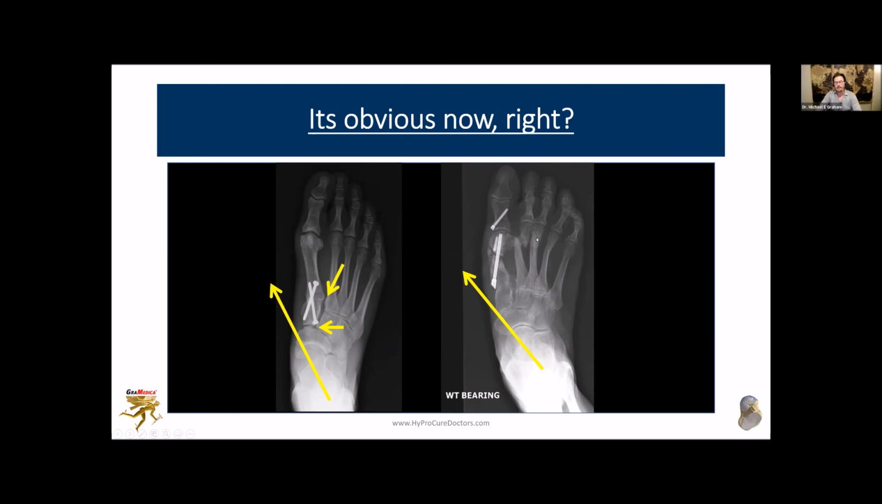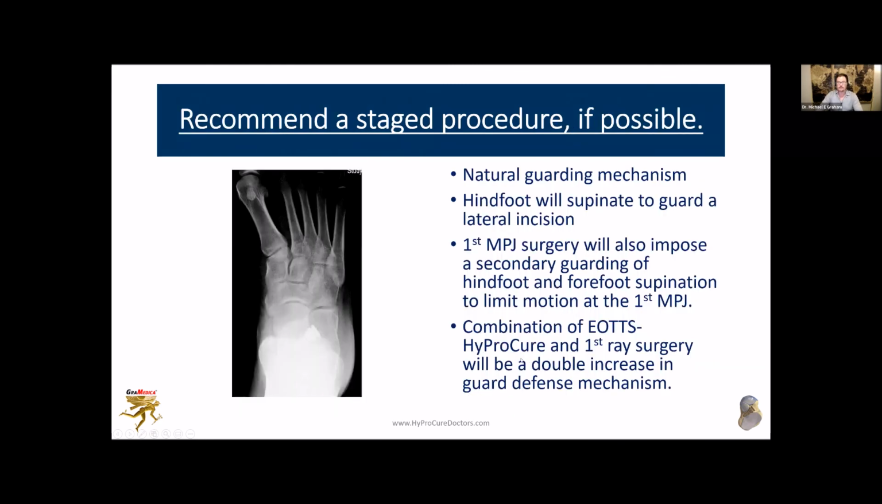Or we wonder why patients develop, and again, this is not a very common finding, but this is something that happens, why did they fracture their bones and have this horrible reaction over here? Well, that's because nobody addressed the underlying etiology. So we don't want that to happen. So we recommend this as a staged procedure. When somebody comes in for that bunion consultation, we always say to put in HyProCure first, and then you address the first ray as a secondary surgery at a later date.